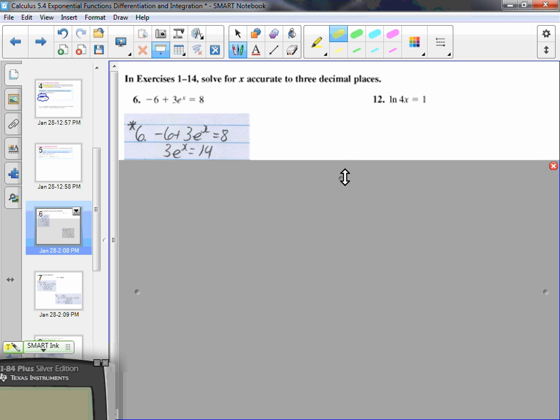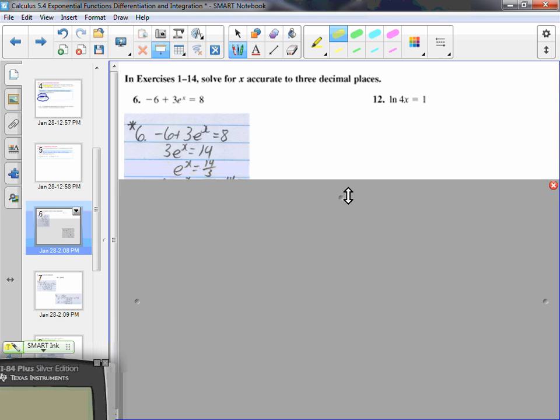Well, quite often, to get x by itself, if there's only one term with an x, we'd like to isolate that term. So, we add to both sides. Well, I can further isolate the x by multiplying both sides by 1/3 and getting e to the x equals 14/3. And that's as far as I can get. I can't get x all by itself unless I remember to take the natural log of both sides.